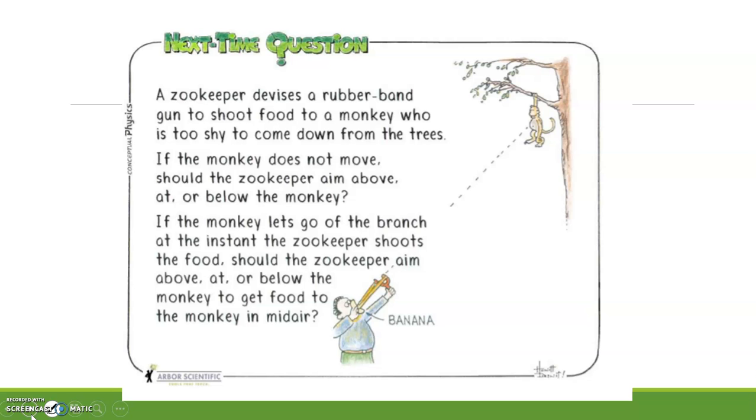I would like you to think through this question. A zookeeper devises a rubber band gun to shoot food to the monkey who is too shy to come down from the trees. If the monkey does not move, should the zookeeper aim above, at, or below the monkey? Then, if the monkey lets go of the branch at the instant the zookeeper shoots the food, should he aim above, at, or below the monkey mid-air? Please pause the video now and think of an answer to these two questions.